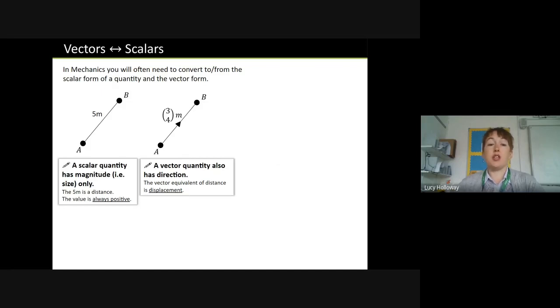Okay, so in this particular vector, that's a column vector. Again, that's something you've come across at GCSE, meaning that from where you start from, you move 3 meters horizontally and 4 meters vertically, and overall that will give you a diagonal distance of 5 meters because it would be a right angle triangle. And using Pythagoras, if the two shorter sides of the triangle are 3 and 4 meters, the longest side must be 5 meters.